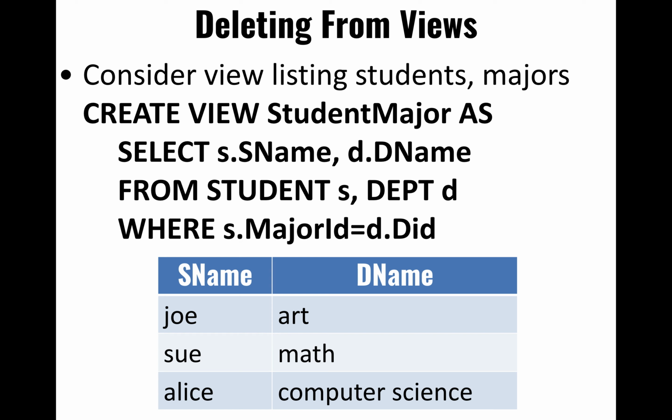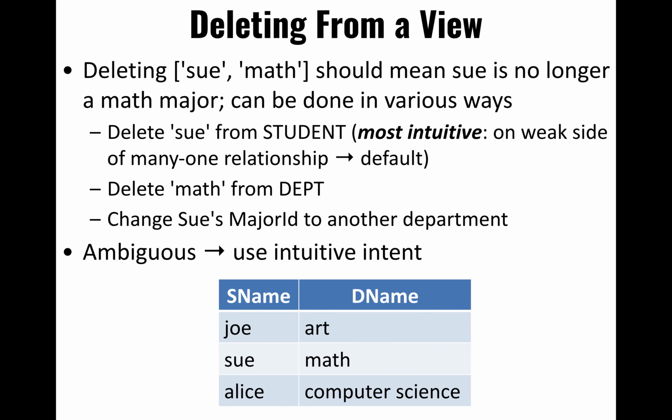So let's consider a couple of things, like deleting from a view. Say you have this view that grabs information from a student and department table. And so you have Joe enrolled in art, Sue in math, and Alice in computer science. So what would it mean if I delete Sue and math? If I want to remove Sue and math, what does that mean? How should the database interpret that? What do you mean?